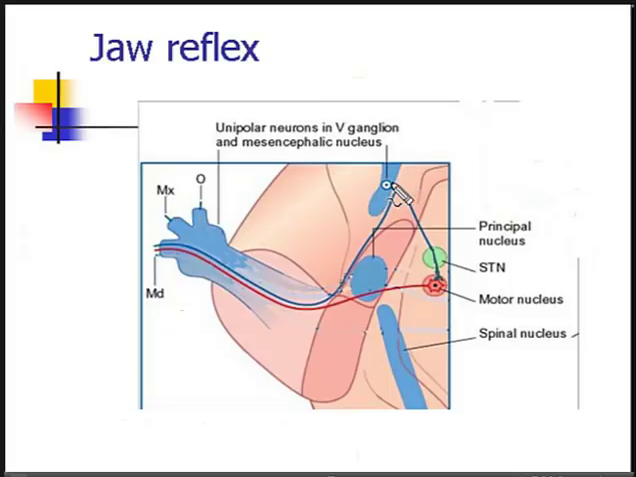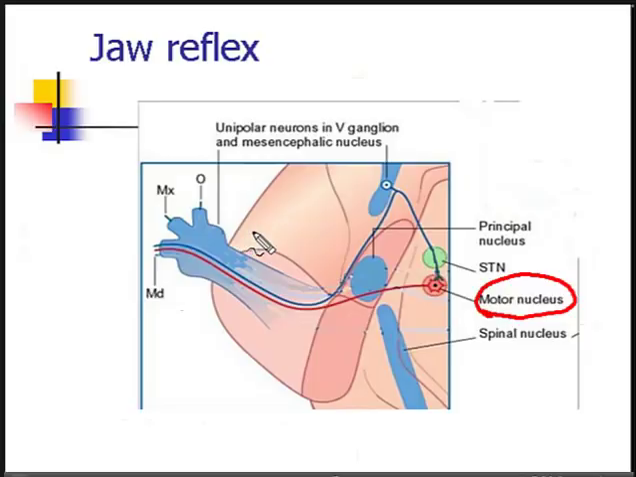mesencephalic nucleus. From the mesencephalic nucleus, you can see that the fibers have come down. This is the first order neuron. They come down and they synapse in the motor nucleus of the fifth, which is comparable to the anterior horn cells. From here, fibers start out. They go in the mandibular nerve. They go to the muscles of mastication, and they begin to show a twitching, and that's the jaw reflex.